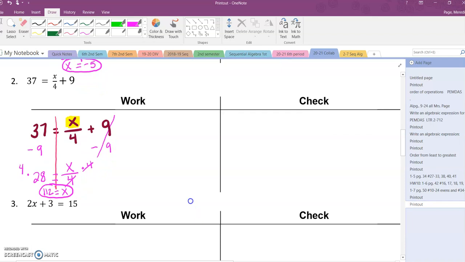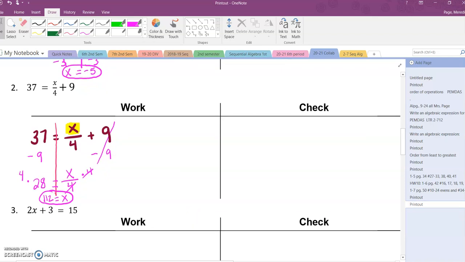Okay, moving on. Actually, let's go ahead and check this one. So, my original problem, now, instead of x, I'm going to put what I got for x, which was 100. I'm going to show you guys. I'm going to put this into the calculator. If that is equal to 37, then we know that we got it right.